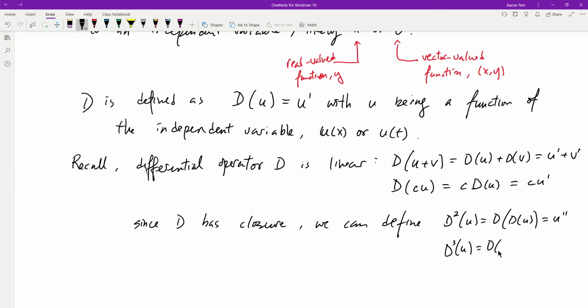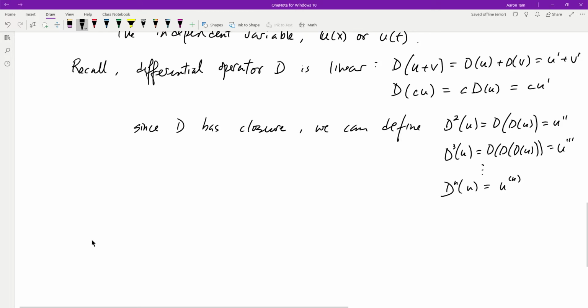And this definition extends to higher order. So if I do d to the third, that means basically d of d of d of u. That would be u triple prime. And then this continues on to d to the nth of u, that just becomes u to the nth derivative. Is any of these new to you? No, it's not. You have seen this. You know what they are already. Okay.